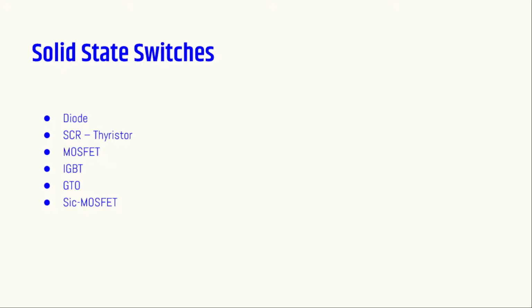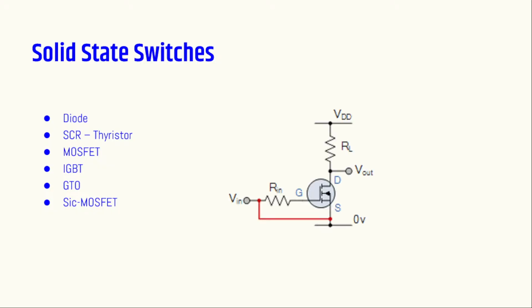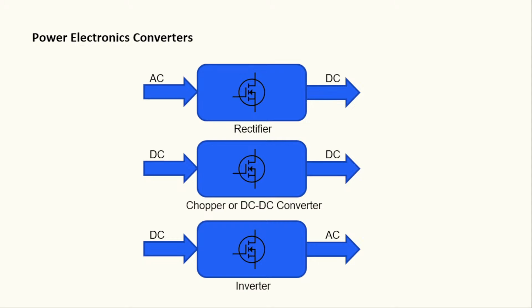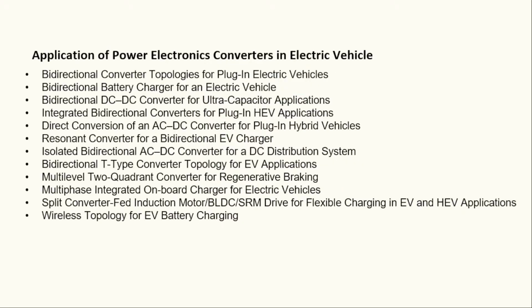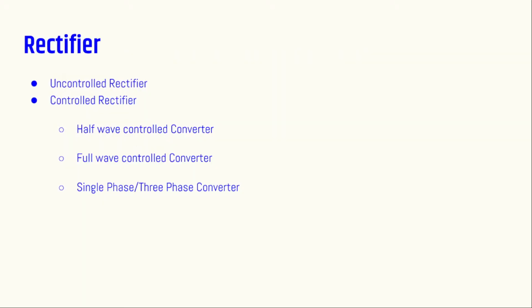Here we have solid state switches: diode or SCR, MOSFET, IGBT, GTO, SiC MOSFET. These are all different types of solid state switches. By using these switches, we can convert from one form to another and, at the same time, easily control it. Just observe these different types of applications, take a look at them, and then we'll move on to the next topic.